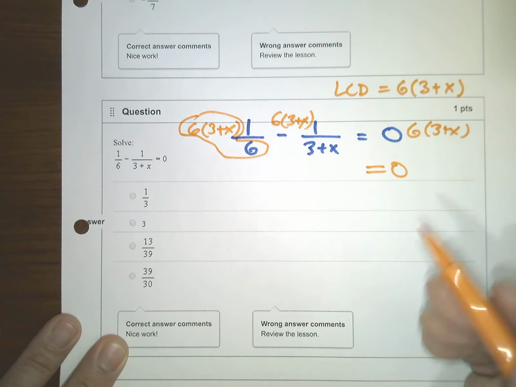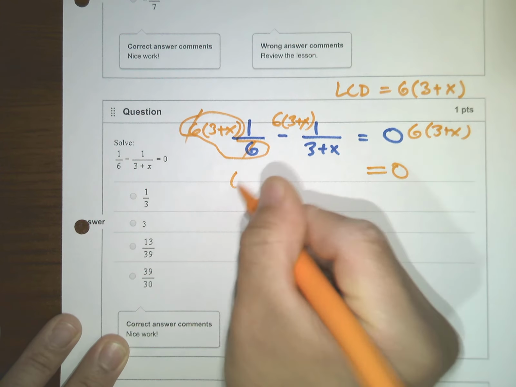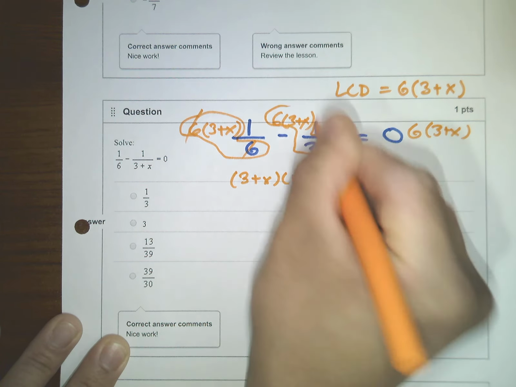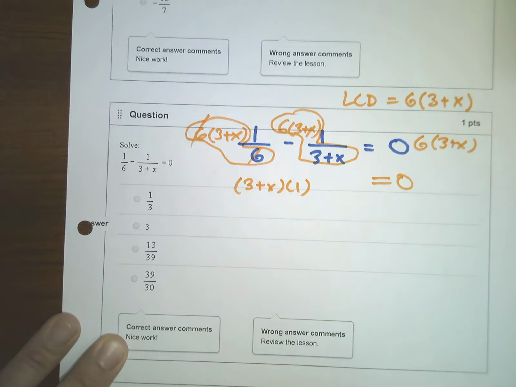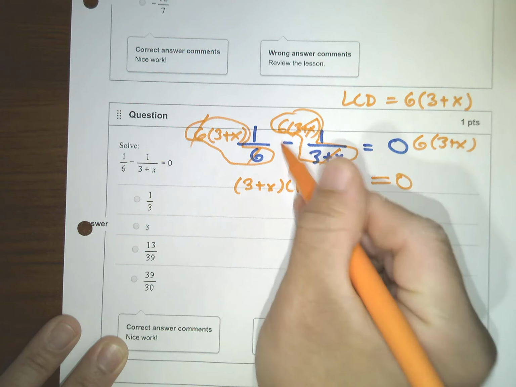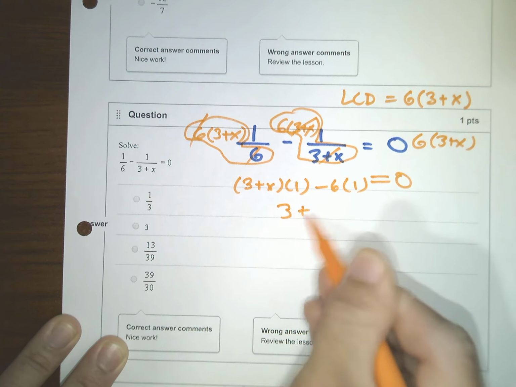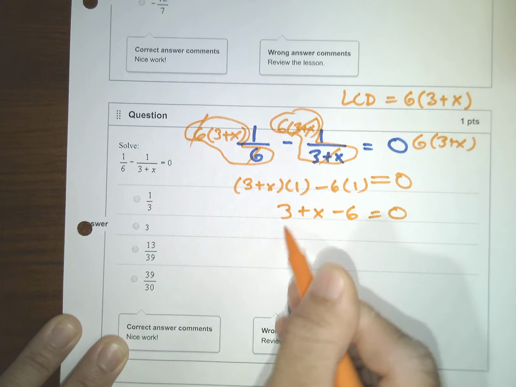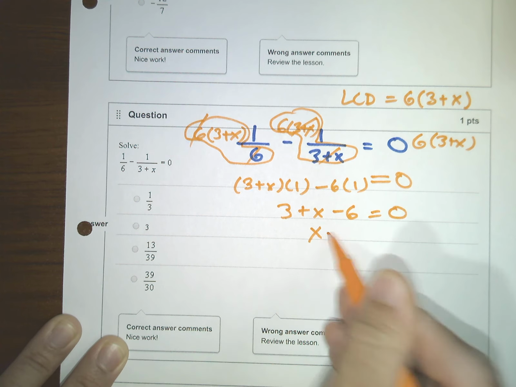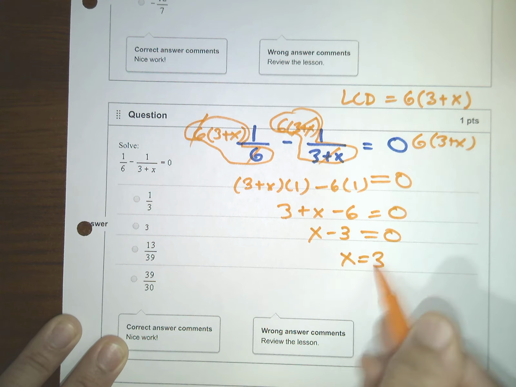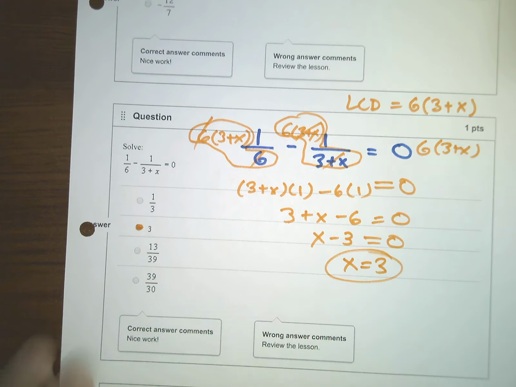All right, 6 times 3 plus x over 6. The 6 divides out, so we have 3 plus x times 1. Then 6 times 3 plus x over 3 plus x. The 3 plus x's divide out, so we have minus 6 times 1. So we have 3 plus x minus 6 is equal to 0. 3 minus 6 is negative 3, so x minus 3 is equal to 0. Add the 3 on each side, so x is equal to 3.